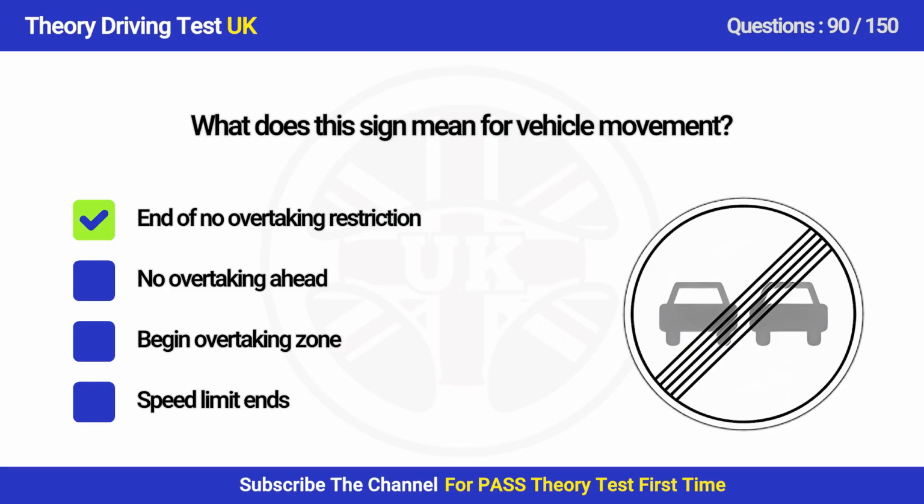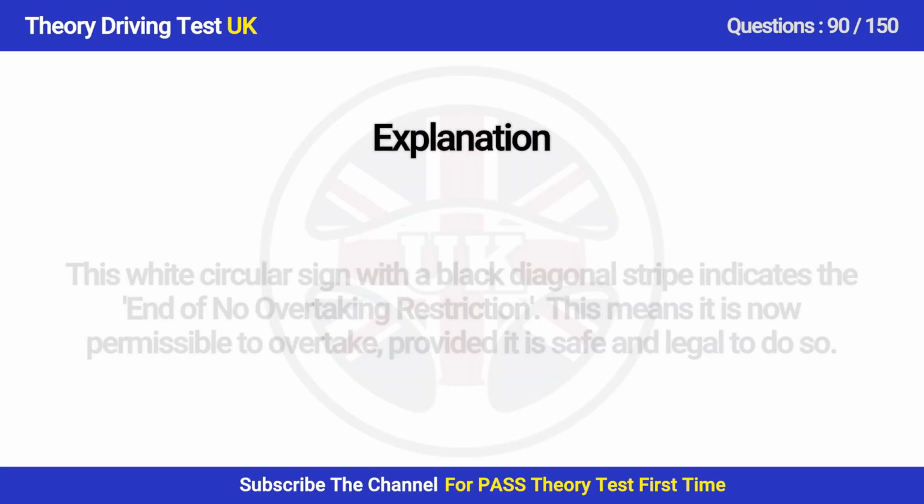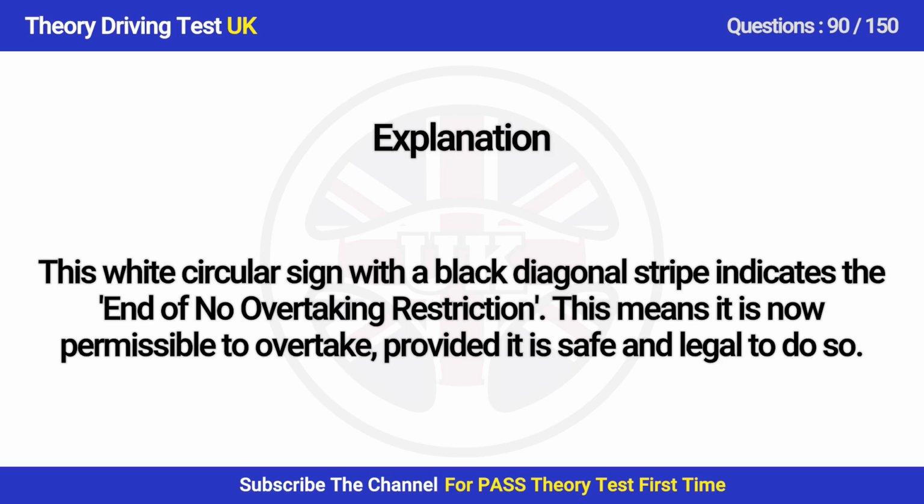Answer is A. End of no overtaking restriction. This white circular sign with a black diagonal stripe indicates the end of no overtaking restriction. This means it is now permissible to overtake, provided it is safe and legal to do so.